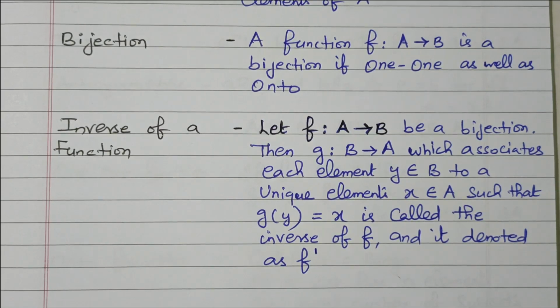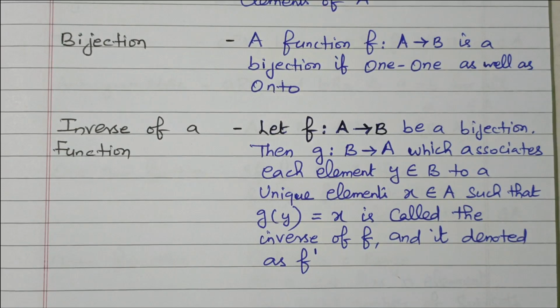The function f is available, A relates to B, g is available, B relates to A, so that for y, we are referring y in B to A, so that x in A, right? So that we have the inverse function, g of y equals x, or the inverse function of f, that is also denoted by f dash.